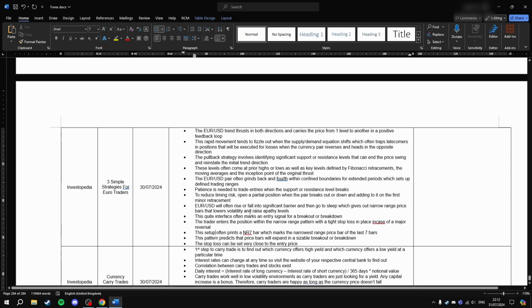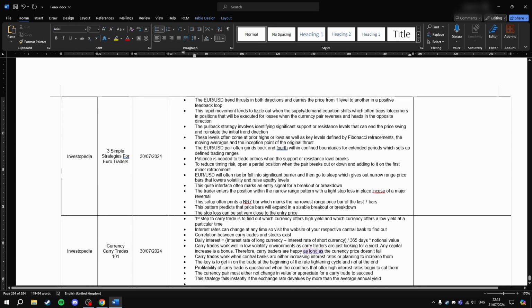Second one is the rise or fall into a significant barrier and then go to sleep, which gives out narrow range price bars that lower the volatility and raise apathy levels.